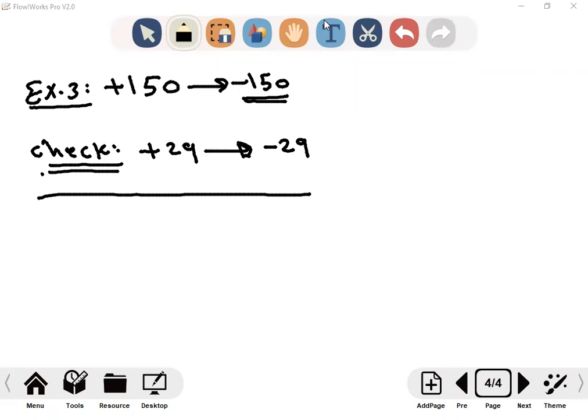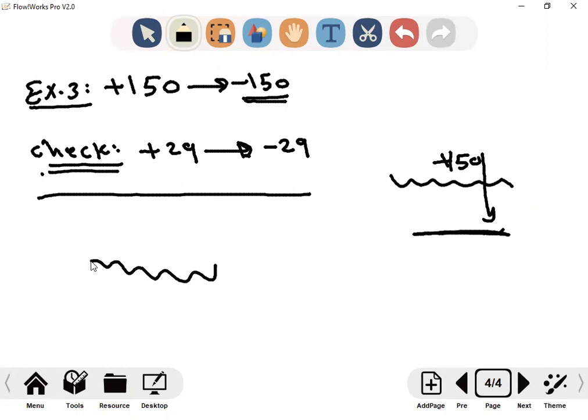طيب, example 3. Look, this is the sea level. Are you okay with me? Yes. He was up plus 150. He wants to go down to get to the shore. How much does he need to lose? Negative 150. The check. Okay, this is the sea level. Got it? He was up by 29 meters.